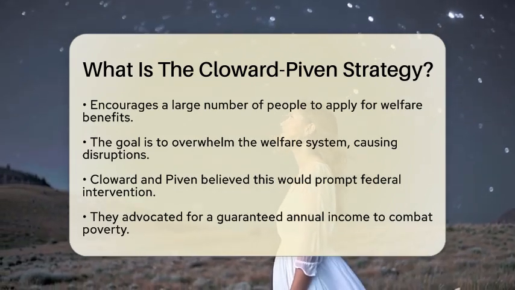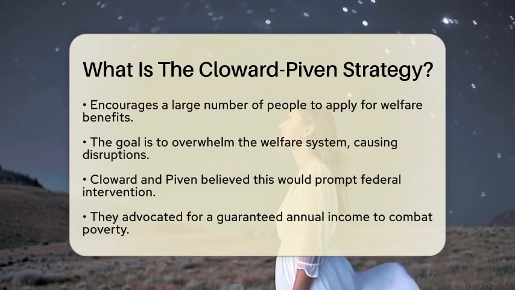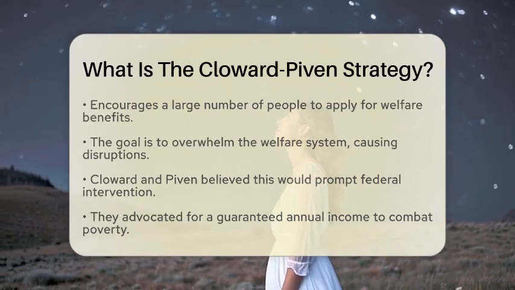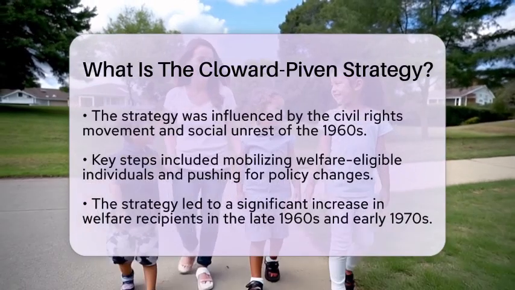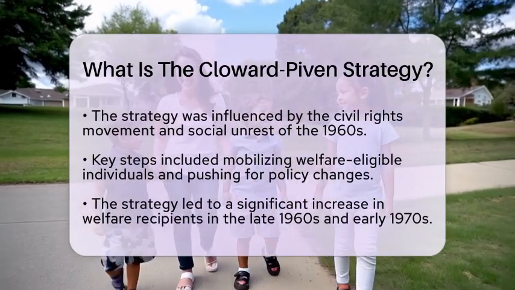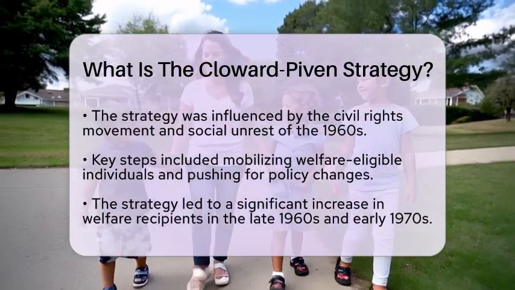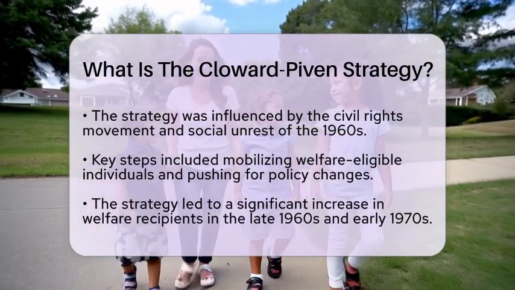The strategy was influenced by significant social upheavals of the 1960s, including the civil rights movement and the Watts riots in Los Angeles in 1965. Cloward and Piven saw these events as opportunities to capitalize on existing unrest to bring about systemic change.